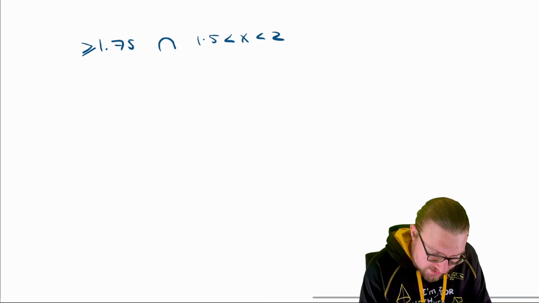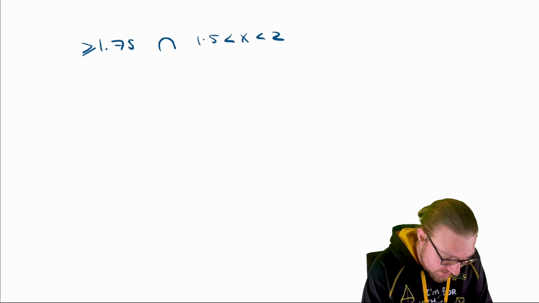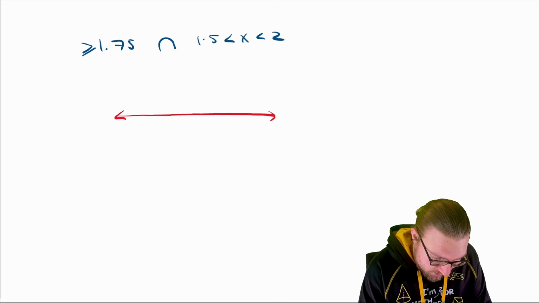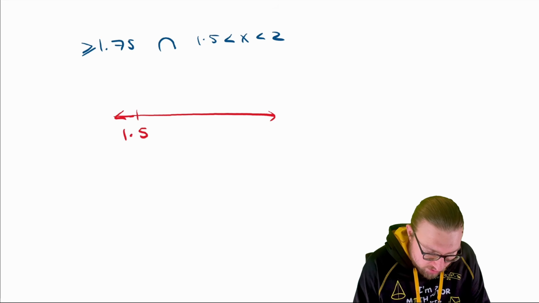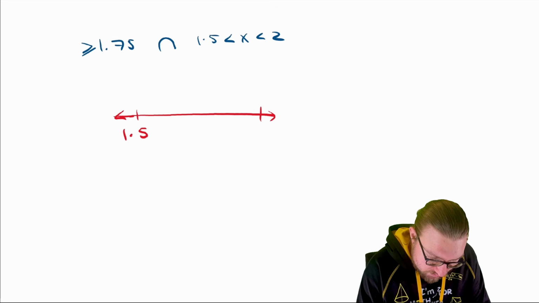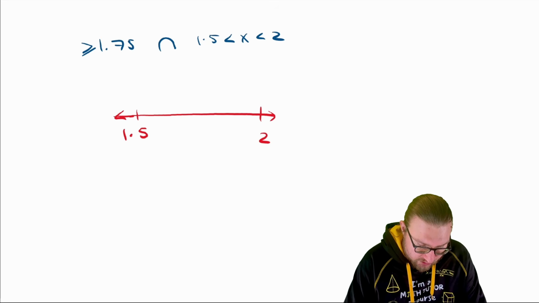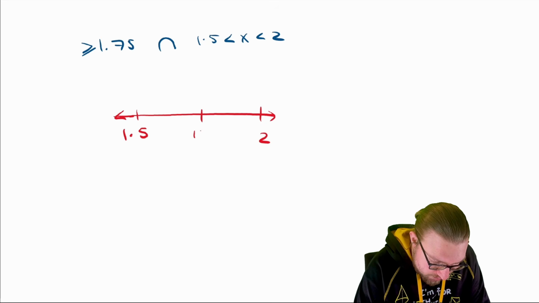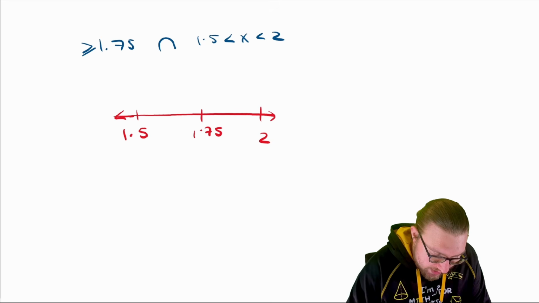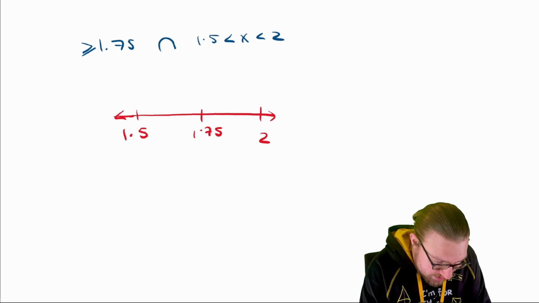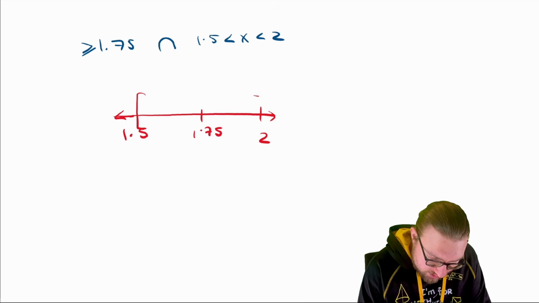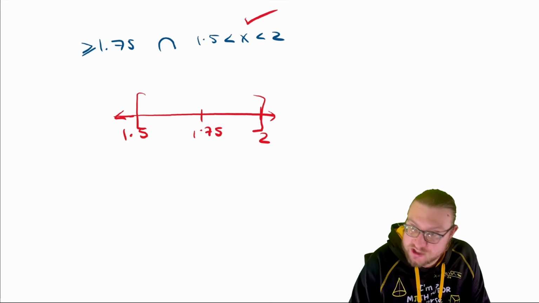So if you look at this from the standpoint of a straight line, at some point we have 1.5. That's our lowest value. We need to be between 1.5 and 2. And at some point here we have 1.75. What this is saying is that we need to be within these values. That's fine, that's this condition done.